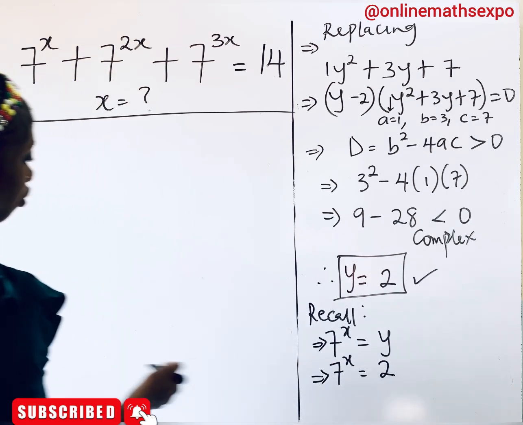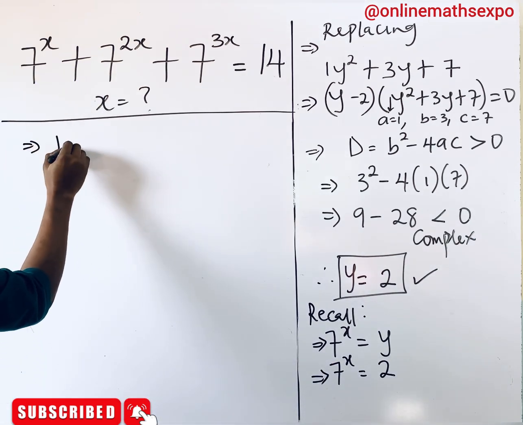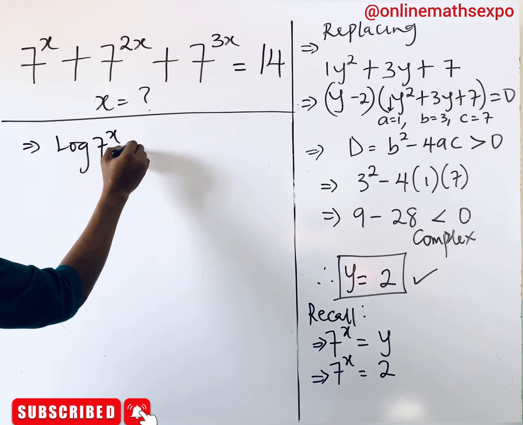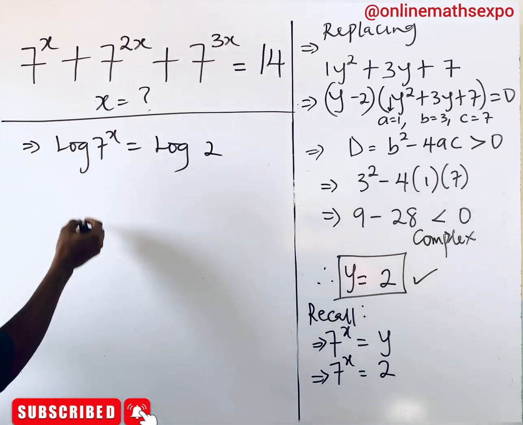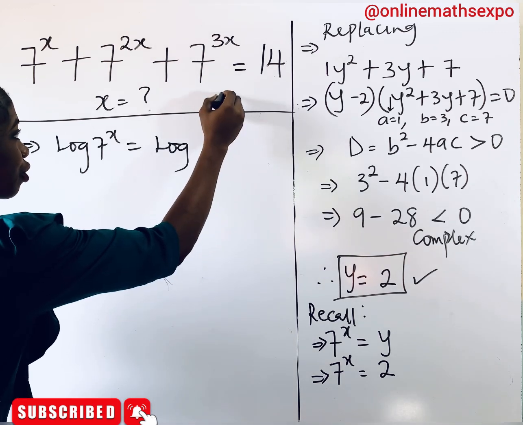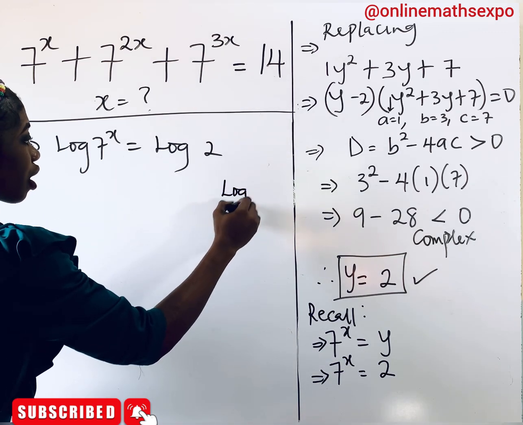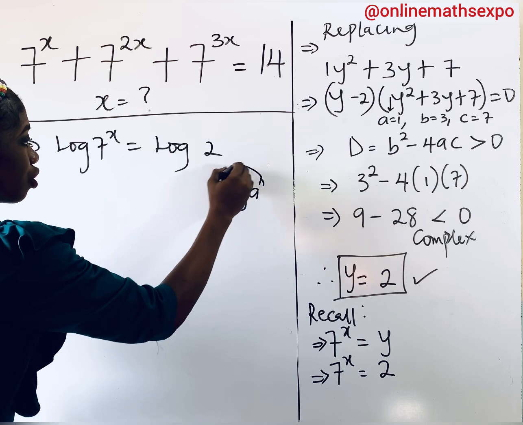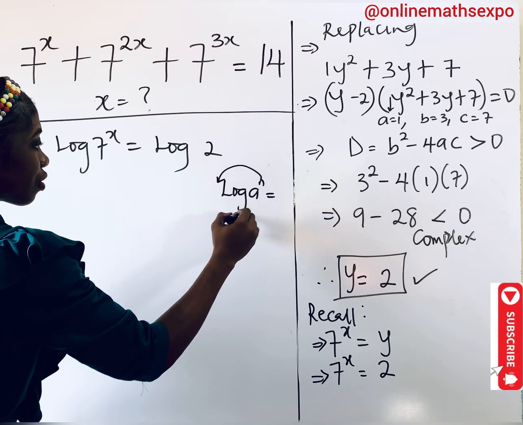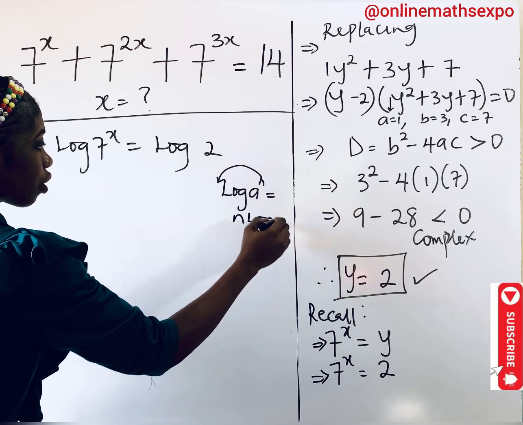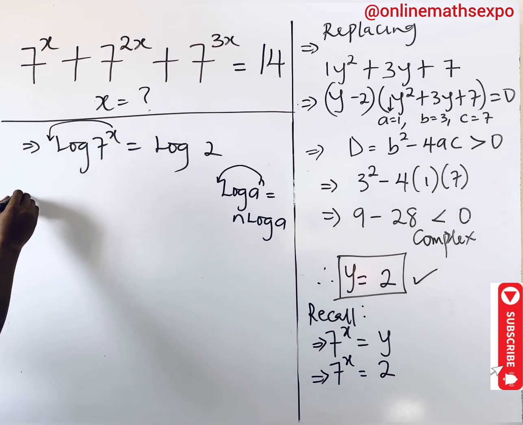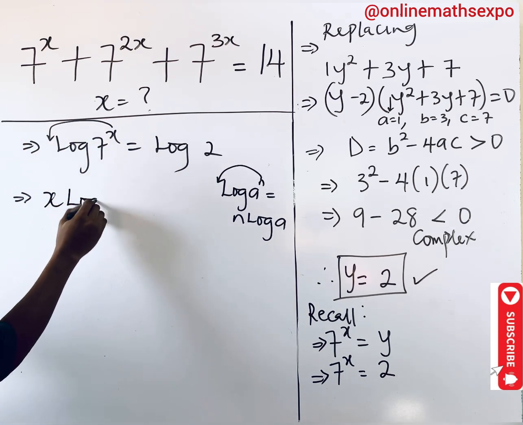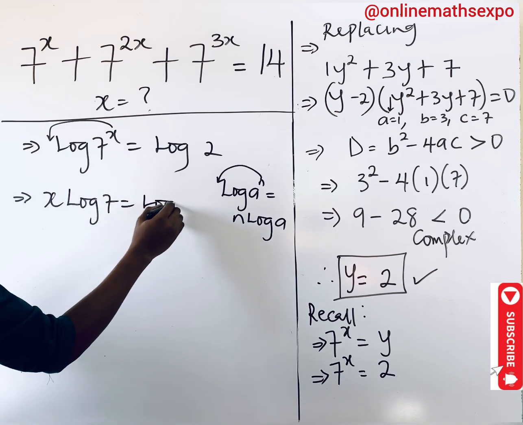So taking the log of both sides, this gives us log of 7 to the power of x is equal to log of 2. Remember your rule of log, which says if you have log of a to the power of n, you use n to multiply, and that gives you n log a. So apply it here. In that case, we have x log 7 is equal to log 2.